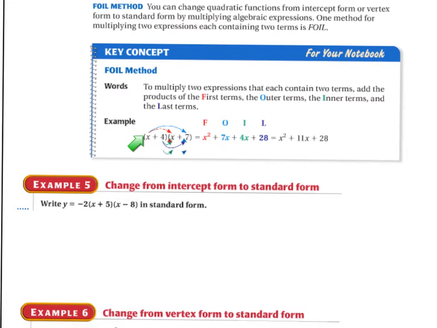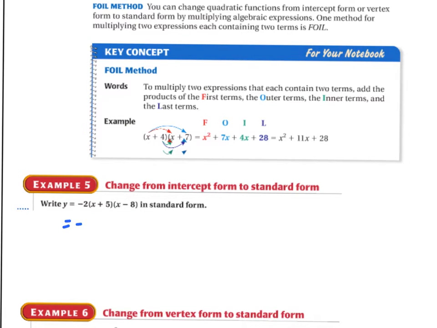Of these two binomials, if I take the first terms and multiply them, you get x squared. If I take the outer terms, x times 7, I get 7x. The inner terms give me 4x, and the last terms give me 28. So it looks like sort of the skeleton of a quadratic function that was in intercept form, and then when you FOILed it, you ended up with a quadratic function in standard form. So let's look at this problem below. I have y equals -2 times the binomial x plus 5 times the binomial x minus 8. Your first job is to do FOIL on that, and then we'll multiply through by that -2.